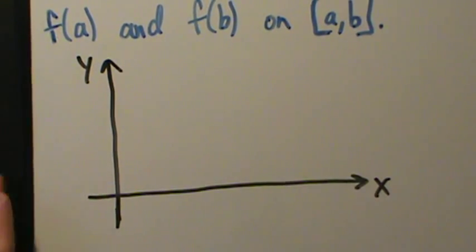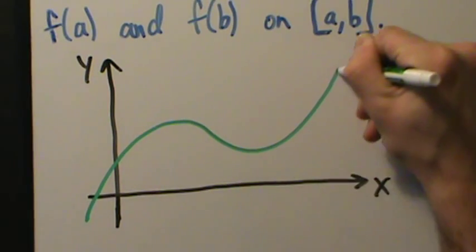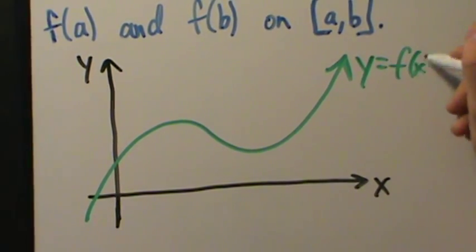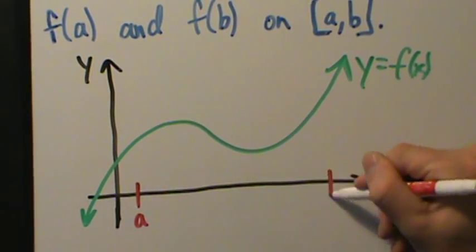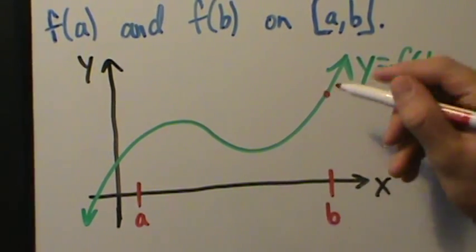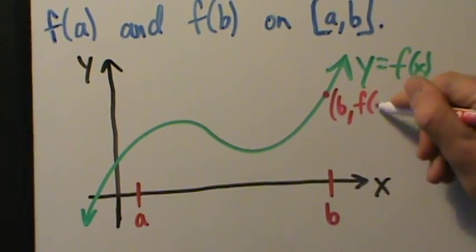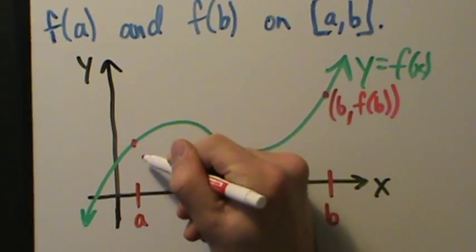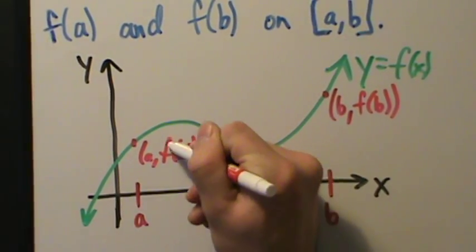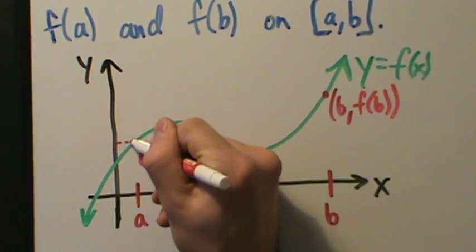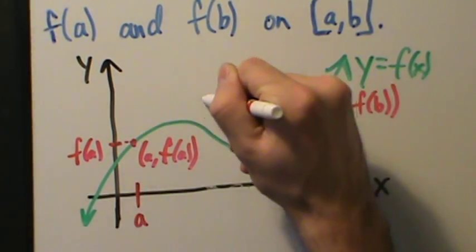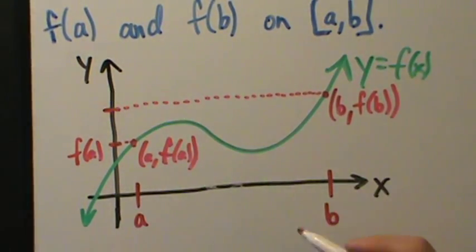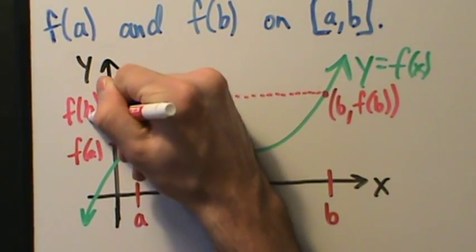So let's say we have this function y equals f of x, and we'll put a here, and we'll put b here. Okay, so this right here is going to be b comma f of b, and this right here is a comma f of a. So f of a is going to be this y value right here, and f of b, if we move on over to the left like that, is going to be right here. F of b is right here.